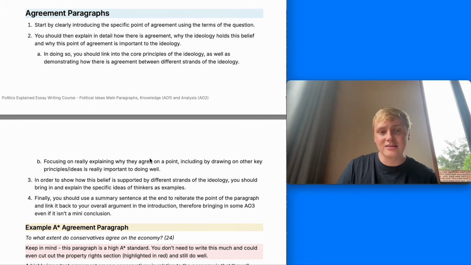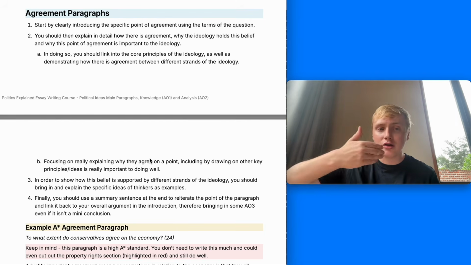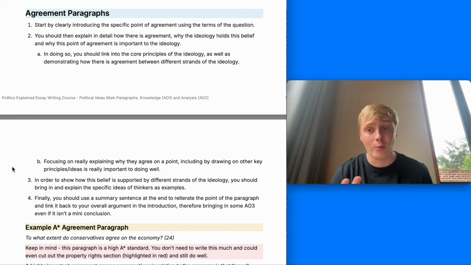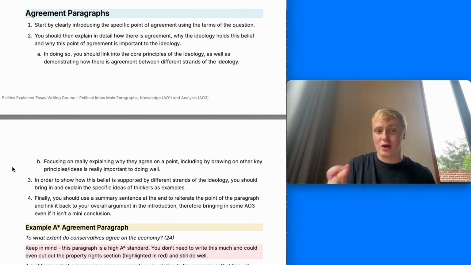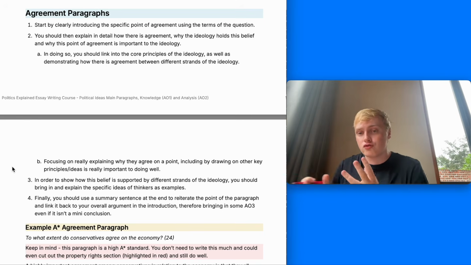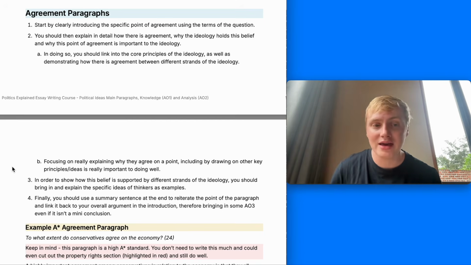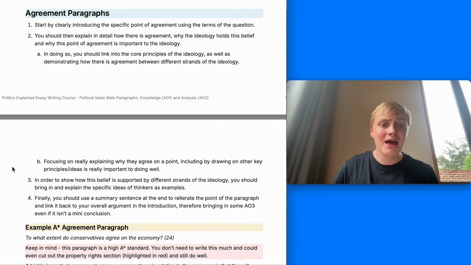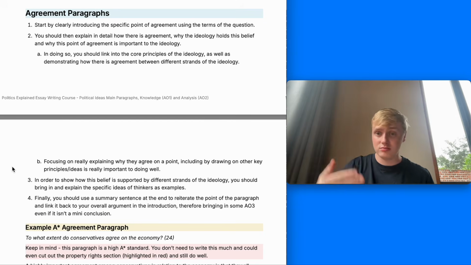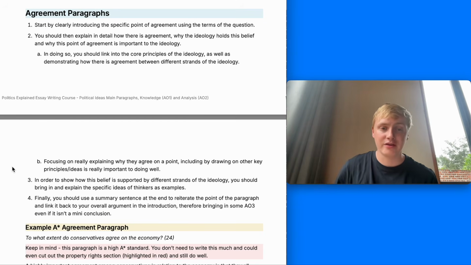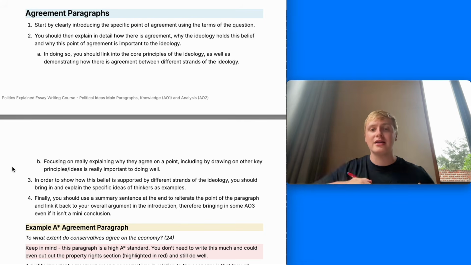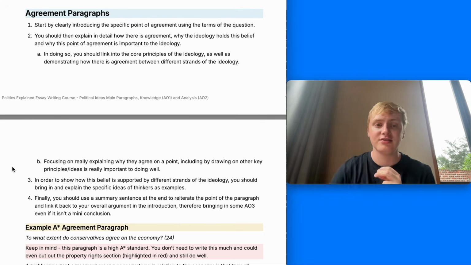And focus on really explaining why they agree on a point, including by drawing on other core principles. So even if it's about a core principle, on collectivism, for example, for socialism, a reason why they might support it is another principle, equality. So even if it's a question about a core principle, you can draw on these other core principles to explain why they hold such a belief. And you can also bring in thinkers to show either these core beliefs or how a strand supports it, for example. Effectively bring in specific ideas of thinkers as examples.